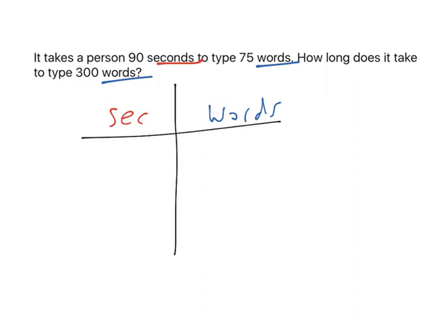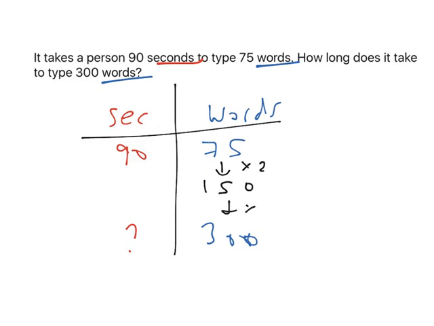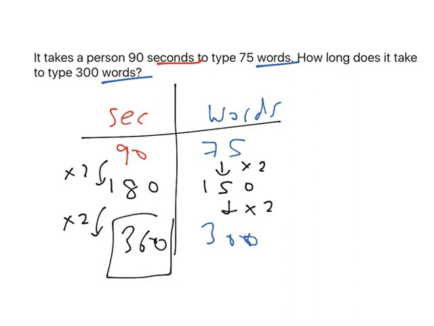So we know that it takes 90 seconds to type 75 words, and our answer says 300 words, and we don't know how many seconds it takes. One way of thinking about it: 75 times 2 is 150, times 2 is 300. 90 times 2 is 180. We double the time, we double the words. We double again. So it takes 360 seconds. That's the answer.